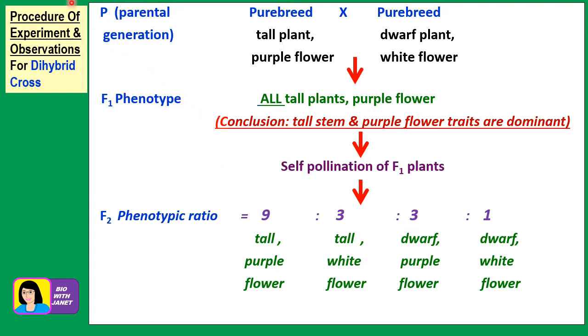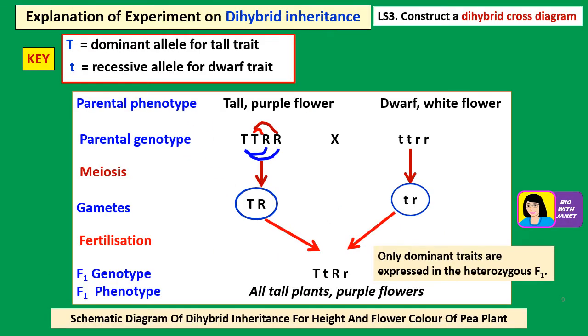So we're going to discuss these two. Okay, so here's the important part. According to learning standard number 3, we must be able to construct a dihybrid cross diagram like the one shown here, and also be able to explain it. All right. So the dihybrid cross diagram is different from the monohybrid cross diagram.